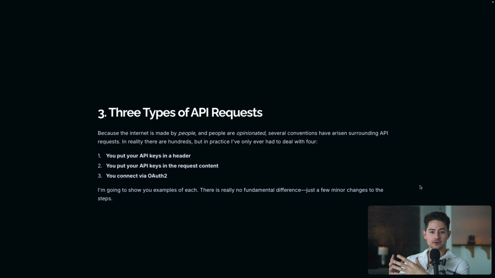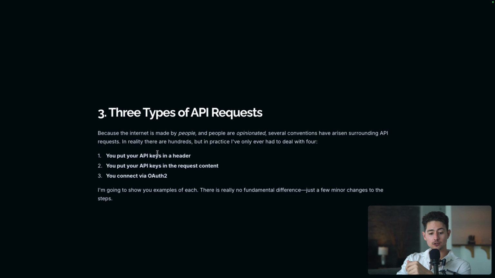Essentially, because everybody has their own opinions about the best way to do things, several conventions have arisen around how API requests should be formatted, where you should put the API key, what's the most secure method of going about it, and how do you balance that security against the ease of use and integratability and all that stuff. So there are actually hundreds, if not thousands, of different ways. Some random API over there is going to format it that way, and this other API is going to format it the other way. But in practice, I find that they all fall into 3 main categories, 3 main umbrellas.